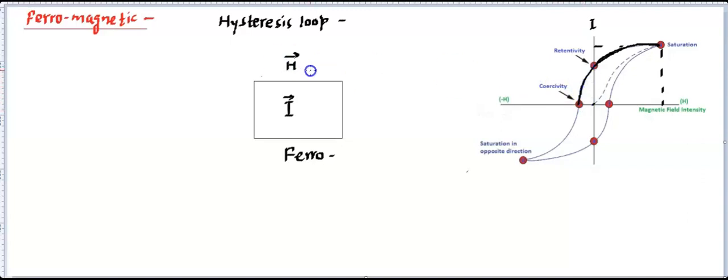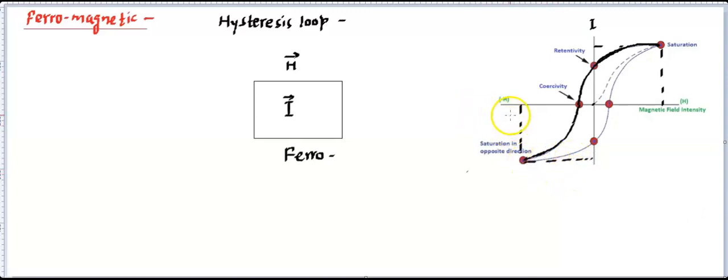Then if we keep on increasing H in the opposite, negative direction, moving further in this direction, you'll find I starts developing in the opposite direction. I will become negative and move ahead. That means as we increase H, the I value increases. Now the dipoles are orienting in the direction of the new field. After a certain value of H, all of the dipoles will be oriented in that direction, so no more dipoles are available. Hence you get the saturation value of magnetization. That's the saturated magnetization.